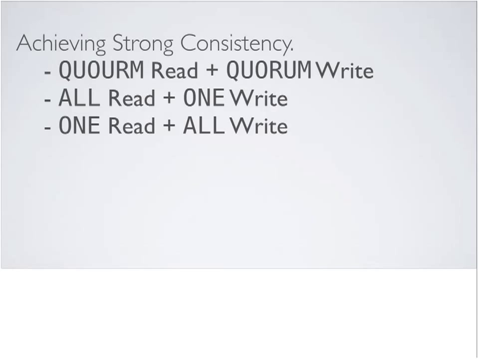We achieve strong consistency by using the quorum for read and write operations. That's by far the most popular way to use Cassandra and the least surprising way. You can also have all nodes involved in the read and one node involved in the write, or the other way around. This allows you to tune your system a bit. There might be some things that are more important to you; reads might be more important than writes, or the other way around.